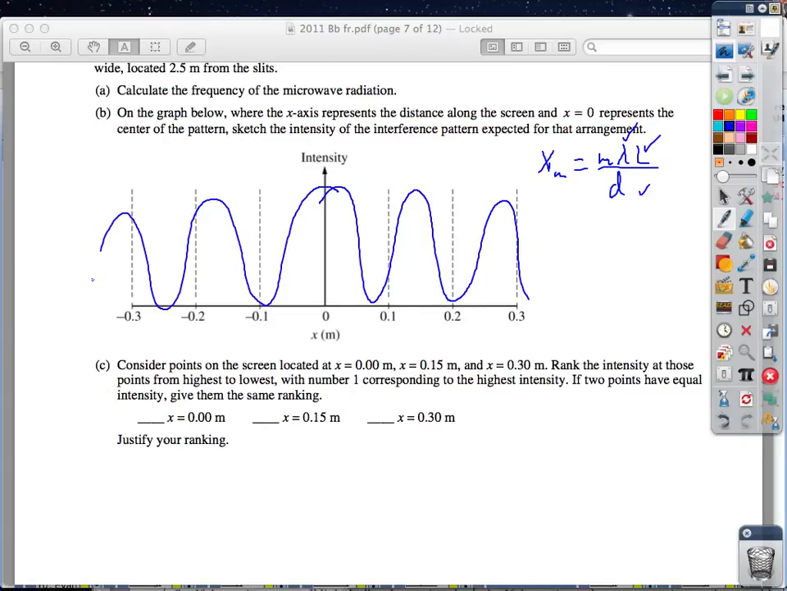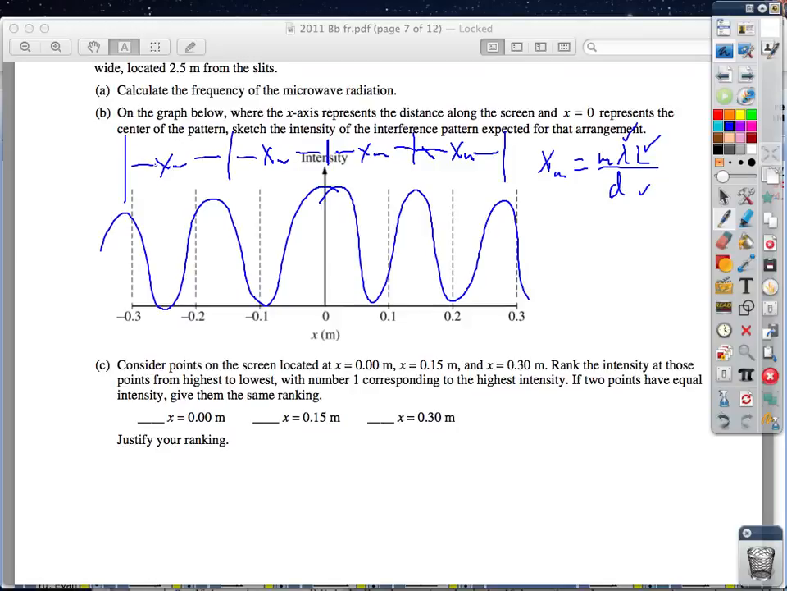Because I think it was a 2-slit diffraction, right? Yeah. And then this distance right here has to be x_m. You don't have to label every one. You just have to put it in the right place.